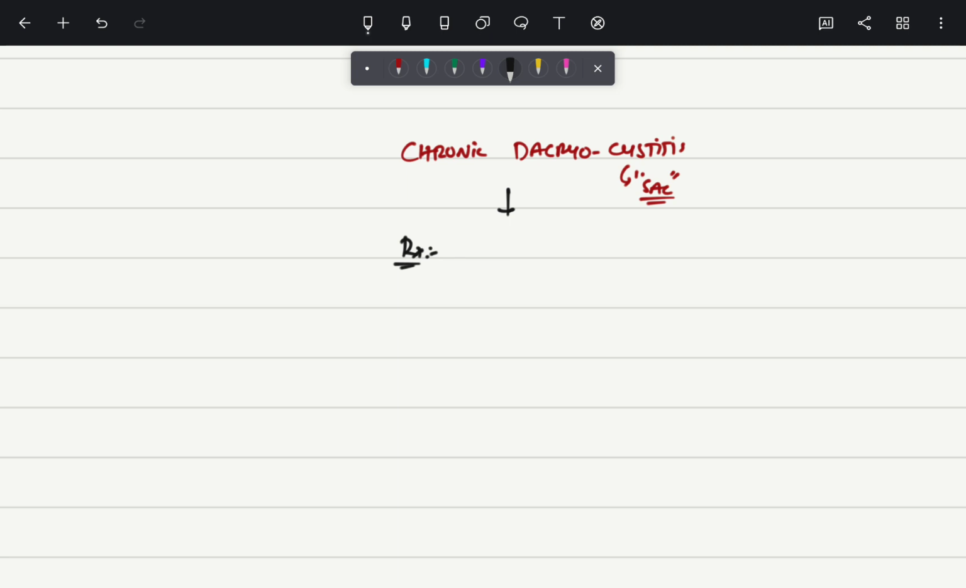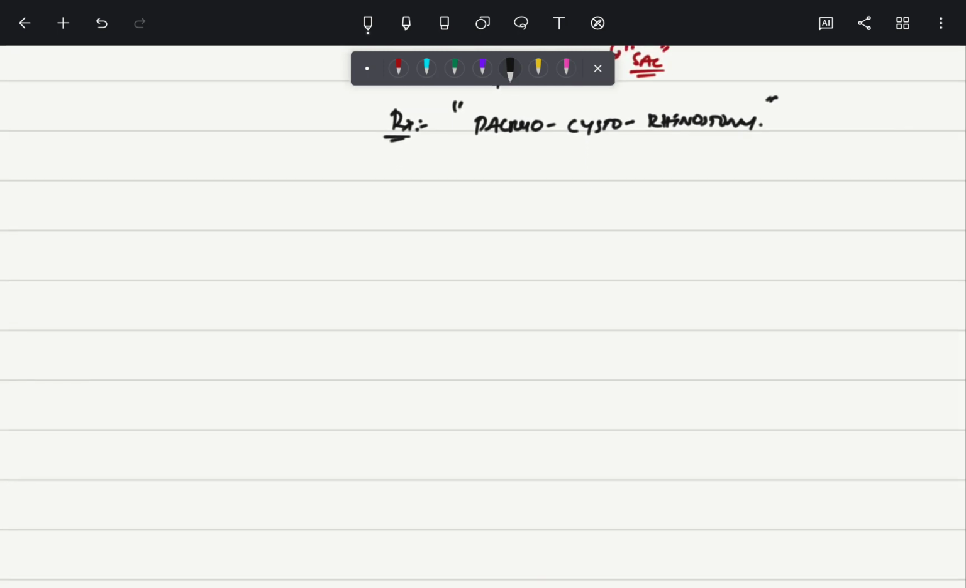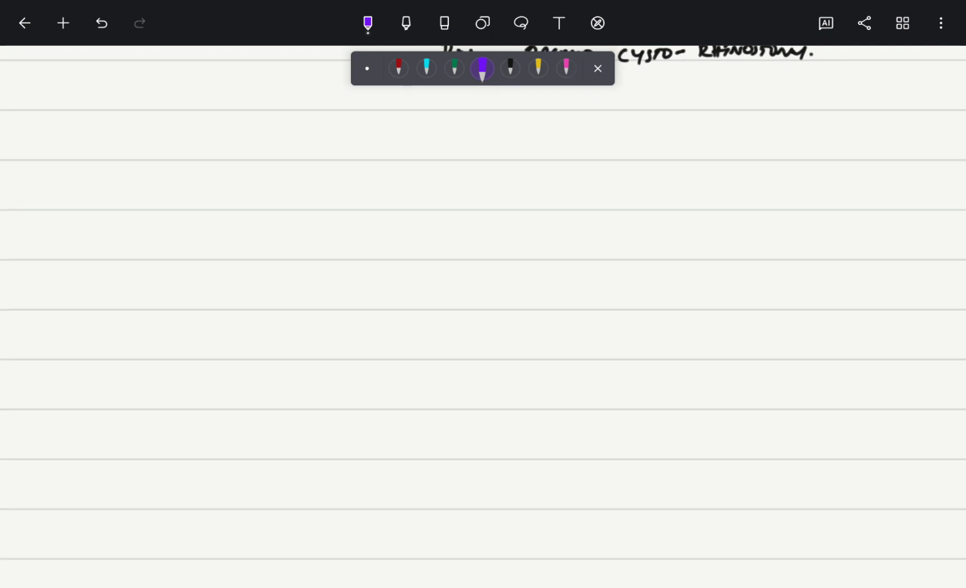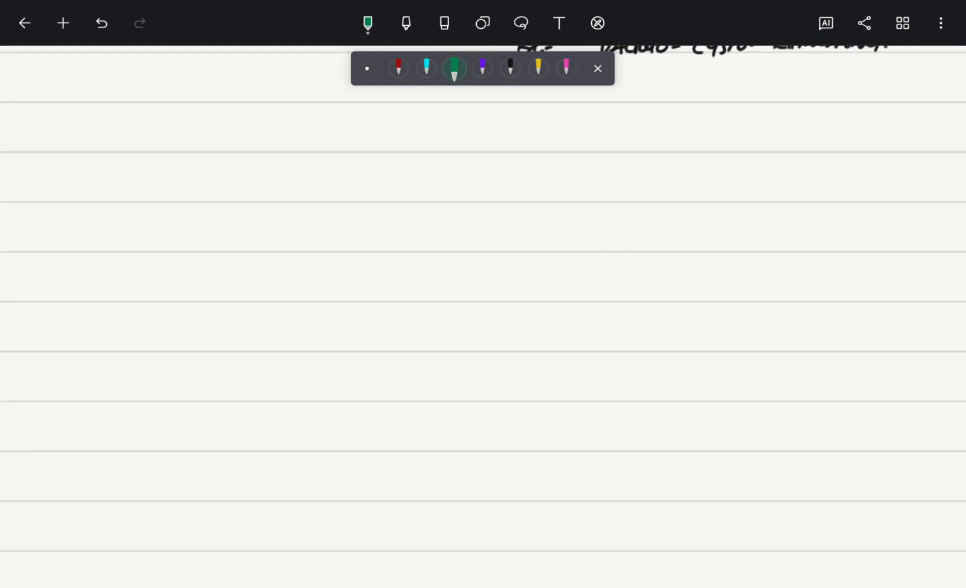The surgery for this patient is called dacryocystostomy. I hope the spelling is correct. So the surgery is your dacryocystostomy. So what is this surgery? I will explain. Just please draw the diagram again.